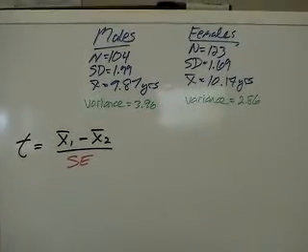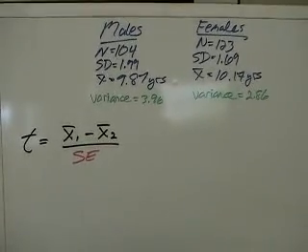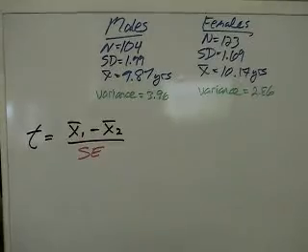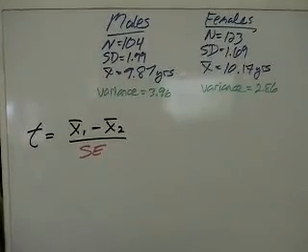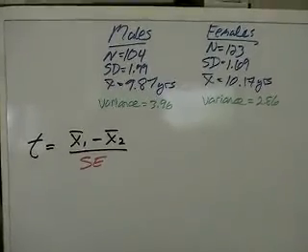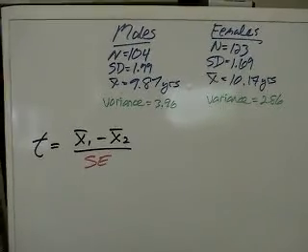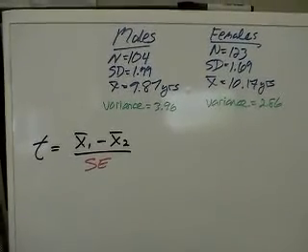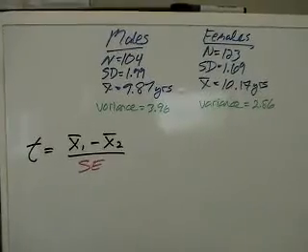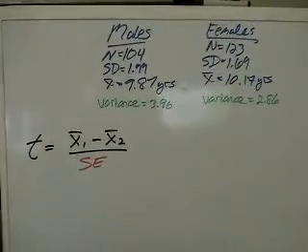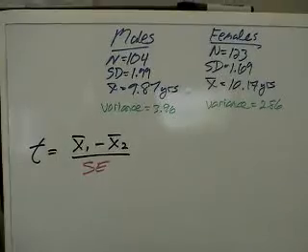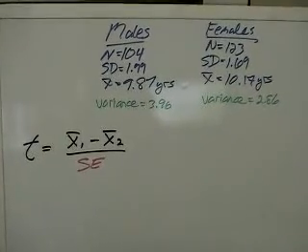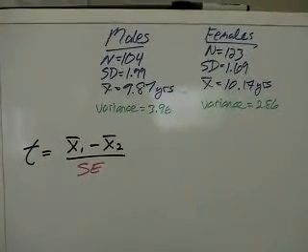Now, calculating a t-test is not all that difficult. All you do is take your sample mean 1, subtract your sample mean 2, and divide by your standard error. So you take 9.87 years minus 10.17 years and divide by your standard error. Or you could do 10.17 minus 9.87. It doesn't really matter. But calculating your standard error is the difficult part. So let's go to that now.